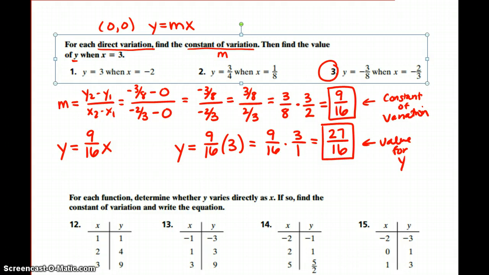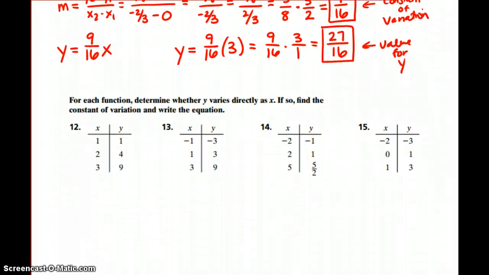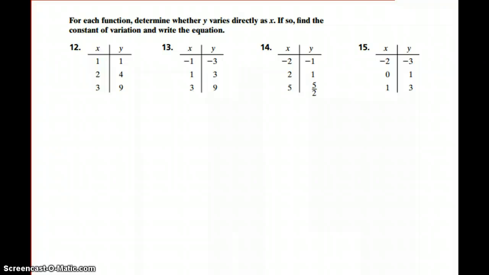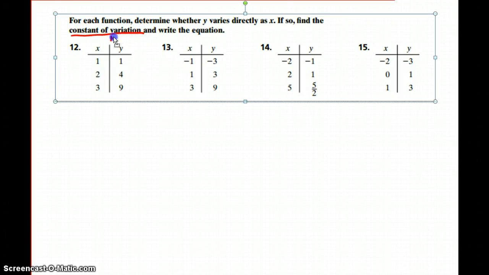Another question that was asked was problem 13. So I'm going to slide this down. It says, for each function, determine whether y varies directly as x. So we're just trying to figure out if it's a direct variation, and then if so, find the constant of variation. So again, if it works, then we're going to find the slope, and then we're going to write the equation. And since it's direct variation, we know that it's just this because it goes through the point 0, 0, the origin.